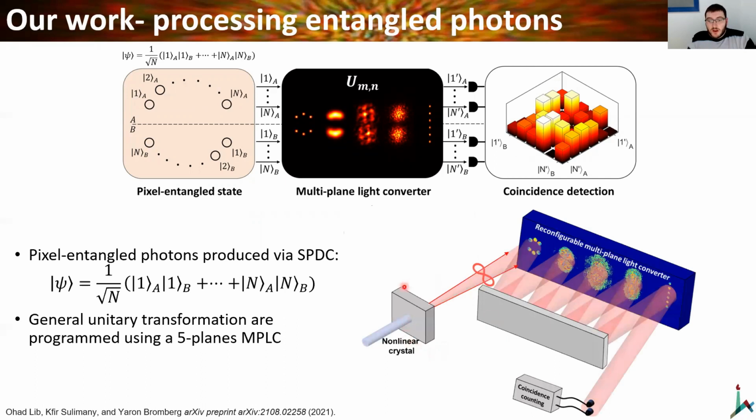So in the experiment, we have a spontaneous parametric down conversion source, an SPDC source, that creates these spatially entangled photons. And the photons then go into a 5-plane multiplane light converter. And we really see this entangled state and how we can transform it. In the next few slides, I'm going to show you the results of our experiment. Basically, we want to demonstrate the power of MPLC as a tool for quantum information processing. Using the same setup, the same hardware, we simply reconfigure the phases on the SLM, the spatial light modulator, to perform different tests that are important for quantum information processing.